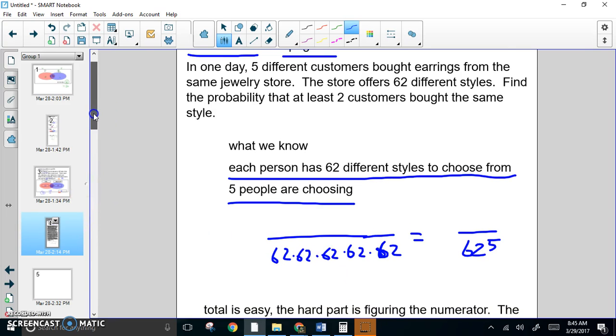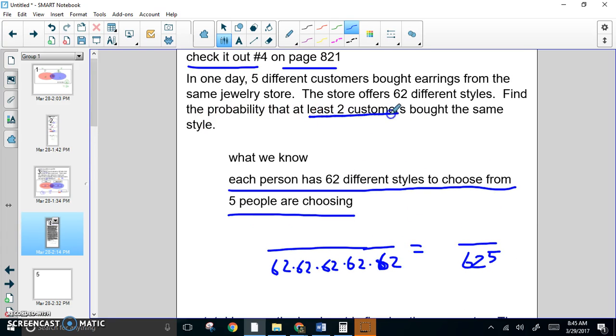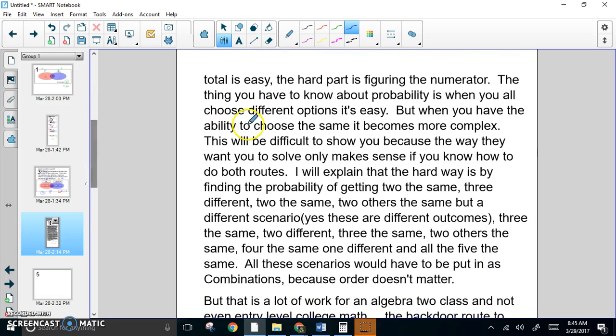The hard part is how do we figure out at least 2 customers bought the same style? So we have to think about what that means. That means that of the 62 different styles, 2, 3, 4, or 5 people could choose the same thing. That's actually more confusing than just finding out what it isn't, but that is something to keep in mind. The only thing that at least 2 customers isn't is they all have something different.